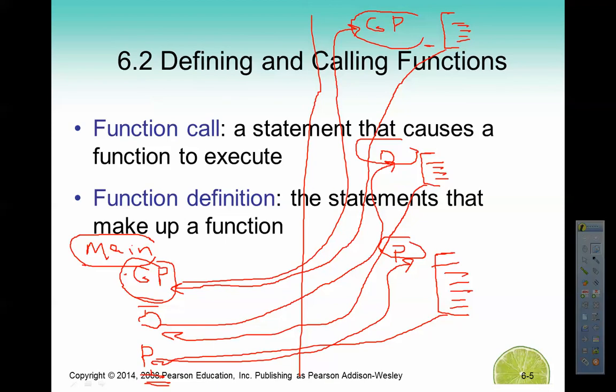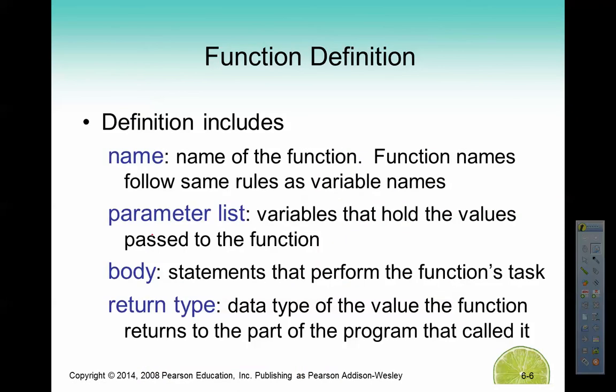So when I send something, the function that is going to be receiving it is going to need a parameter list, with variables that hold the values passed to the function. Those variables are going to be placed within parentheses. Of course, we need a body, and the body is going to be surrounded by curly braces. And we also need a return type if we're going to be sending something back.